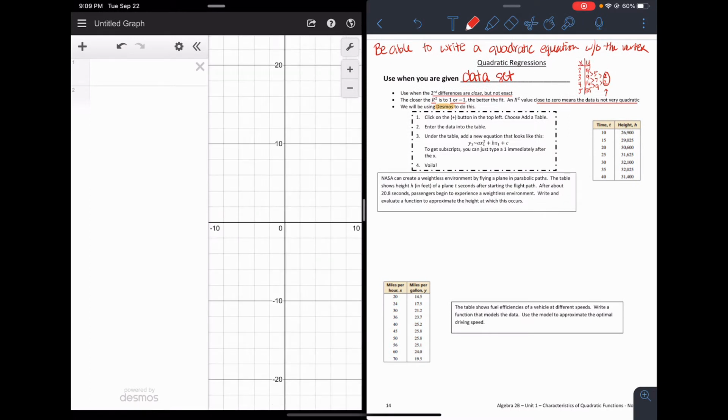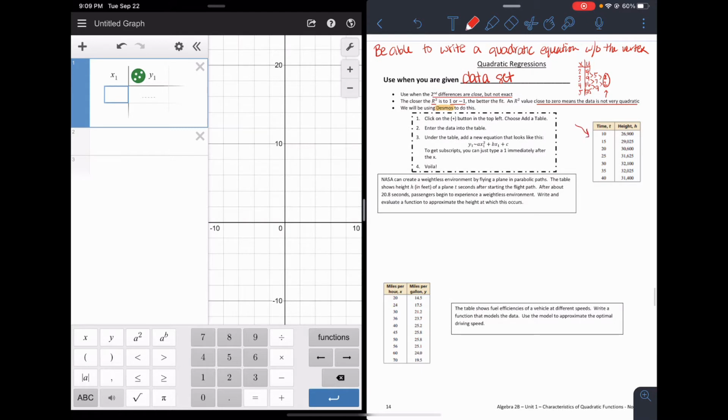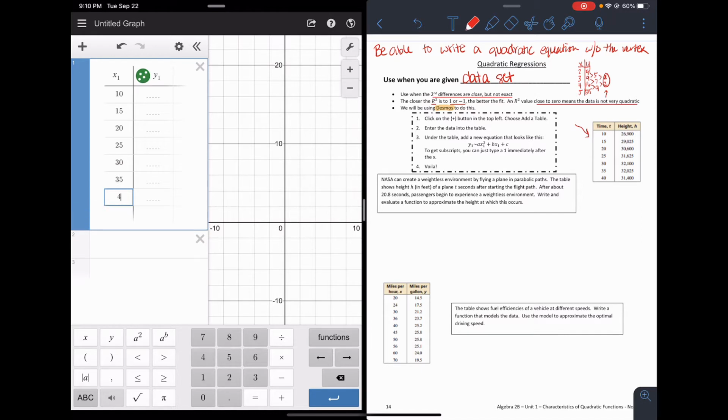All right. So, the first thing we want to do is click on the little plus symbol. And we're going to add a table because we have this table right here, okay? So now I just type in the data. So my data is 10. I've got to make sure I'm clicked in. Then it's 15, 20, 25, 30, 35, 40, all right? Then I'm going to enter in my Y values.